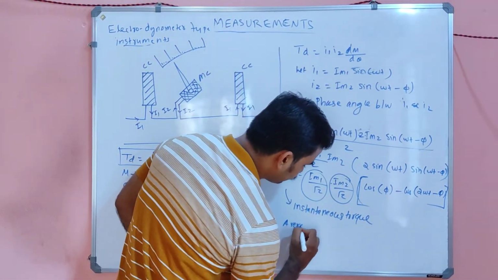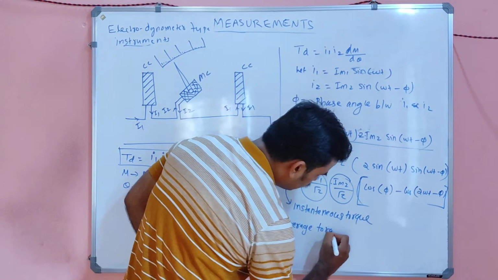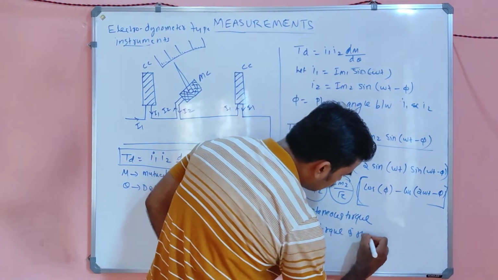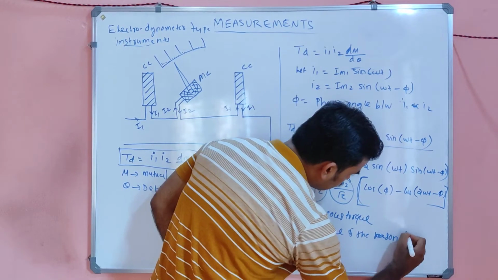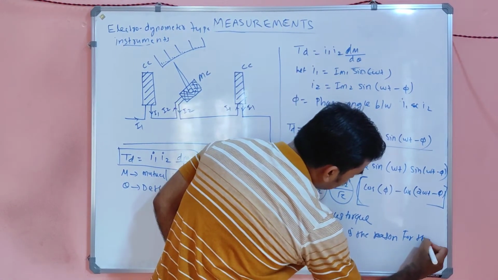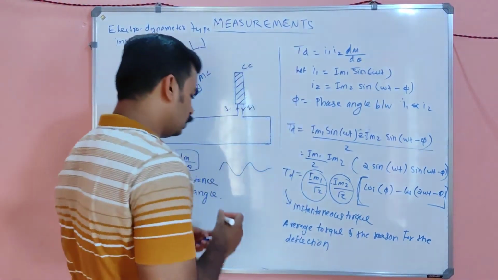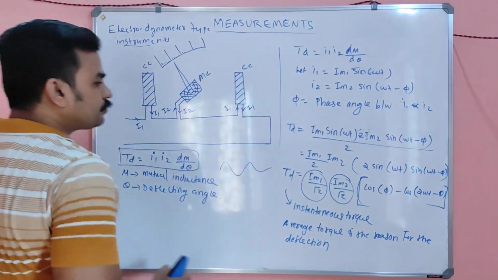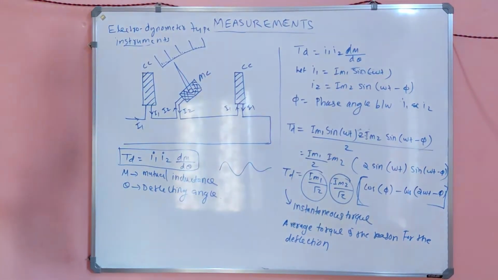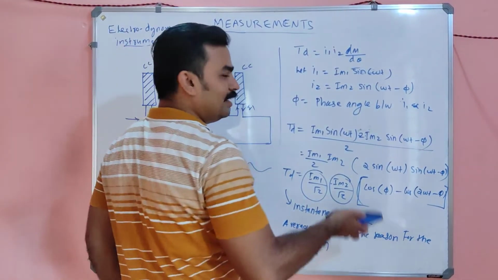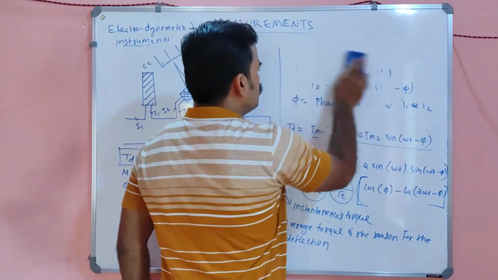So the average torque is the reason for the deflection. Did you know this? I hope you note it, because in YouTube now you can pause and write it.